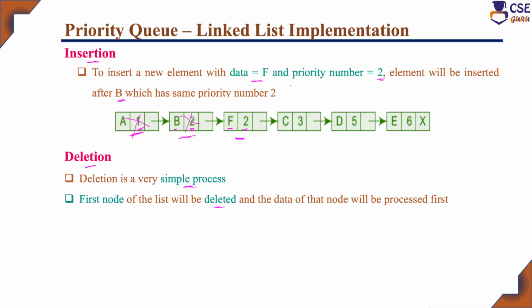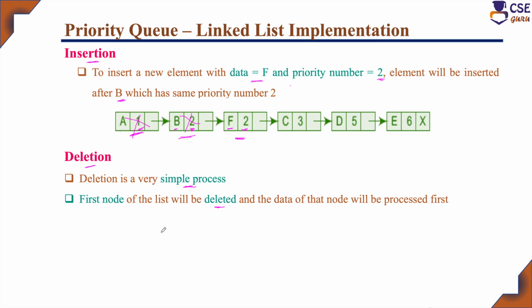First node is nothing but the higher priority node. So the first node in the list will be selected and that will be deleted first. Always preference goes to the higher priority element. For insertion, you only need to follow 2 rules. Find a node with lower priority compared to the new node you want to insert. Then insert the new node after that lower priority node.